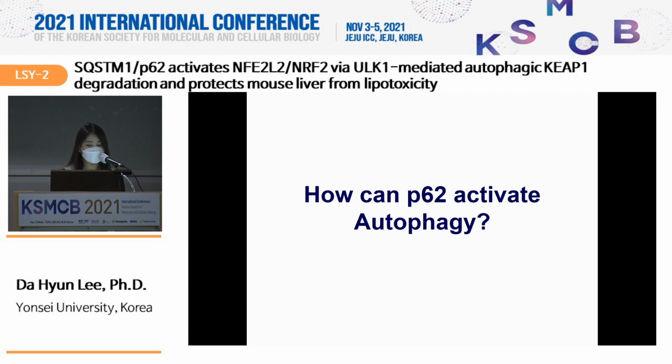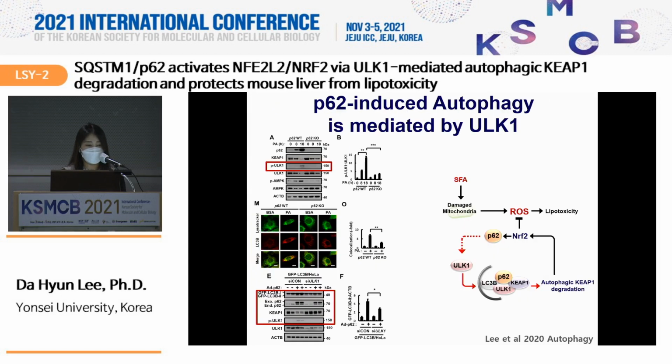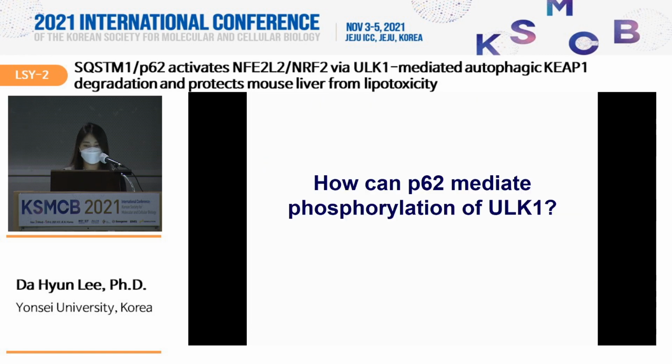Then, how can P62 activate autophagy? ULK1 is known as an autophagy initiation protein. As you can see in panel A, I found out that ULK1 phosphorylation is dramatically dependent on P62. And also in panel E, P62-induced autophagy is dependent on ULK1. Therefore, P62-induced autophagy is mediated by ULK1.